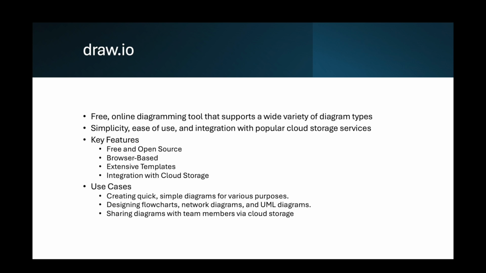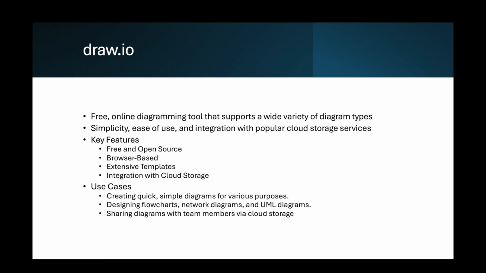Key features of Draw.io include: free and open source, completely free to use with no premium plans, and the source code is available for customization. Browser based, accessible through any web browser with no need for installation. Extensive templates, offers numerous templates and shapes to get started quickly. Integration with cloud storage, supports saving diagrams directly to Google Drive, Dropbox, OneDrive, and other cloud services that your organization might be using.